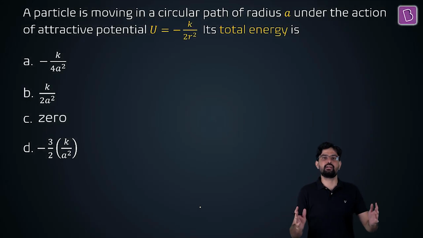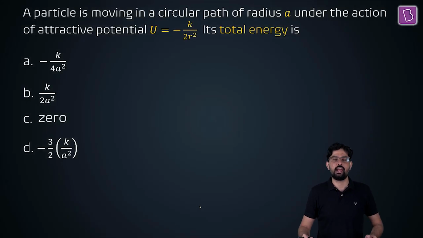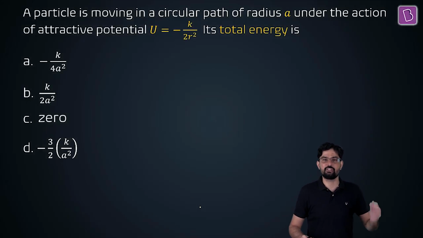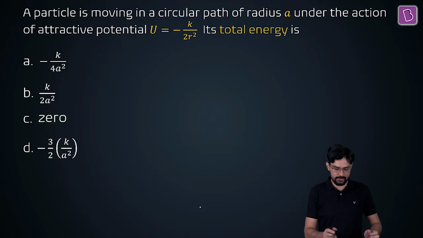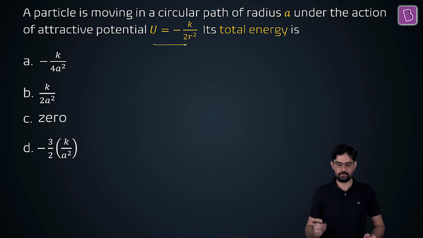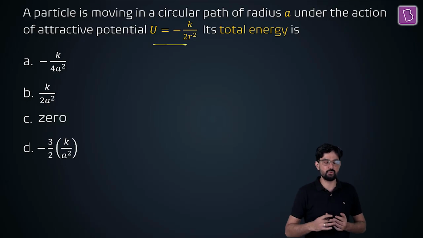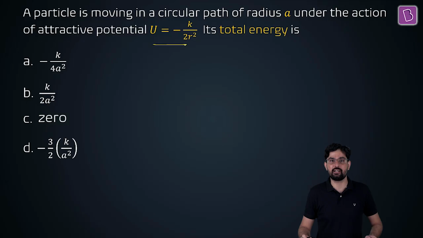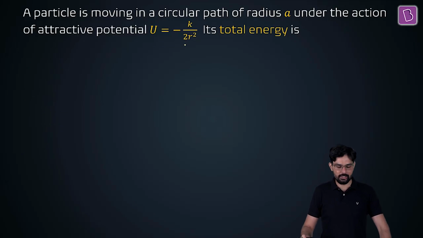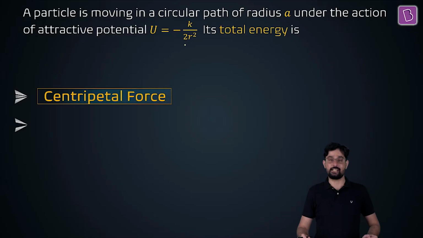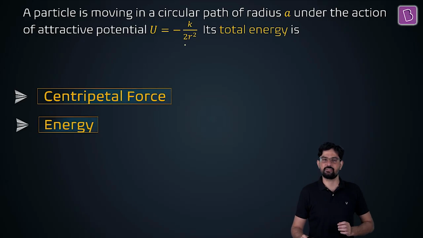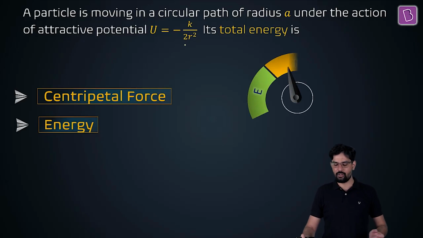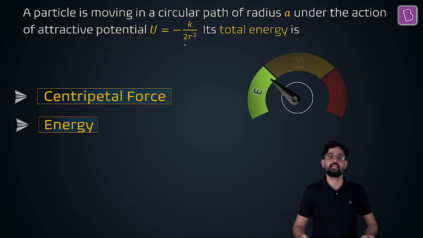In this case, a particle is going in a circle and the potential energy function of this particle depends upon the radius like this. So U is equal to minus K divided by 2R square. You have to find out the total energy of this particle and then choose the right option. So what do you think are the different concepts involved in this case? Well, I can think of centripetal force and energy. And the difficulty level of this question, I would say, is easy.